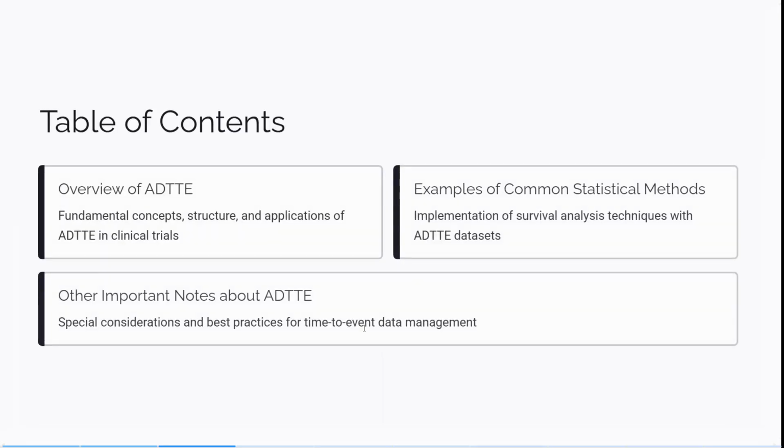The table of contents has three core concepts. First, the overview of ADTTE: the fundamental concepts, structure and applications of ADTTE in clinical trials, and some examples of common statistical methods, the implementation of survival analysis techniques with ADTTE datasets. Then we'll have some important notes about ADTTE, the special considerations and best practices for time to event data management.